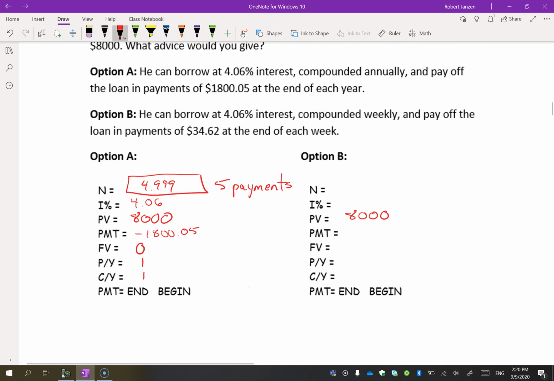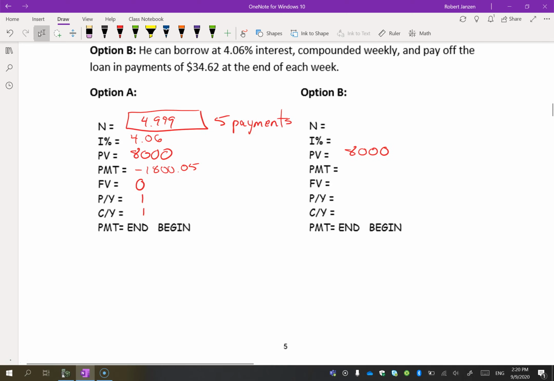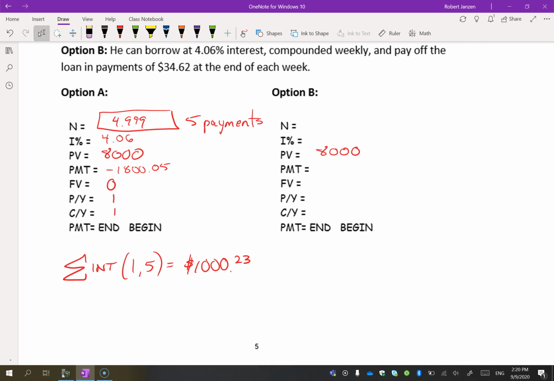Now it's asking us what advice would you give. So before I go and do the other one, I want to get a little more information here. Let's also figure out how much interest was paid, because now I know it took me 5 years. How much of this is interest? Well, if I go 1 to 5, I end up finding out that it would cost me $1,000 in interest. Okay, so I'm going to keep that in mind when I go and do the second question.